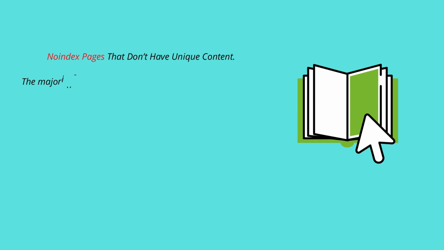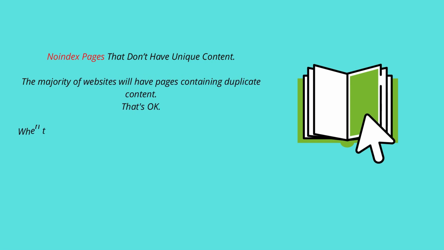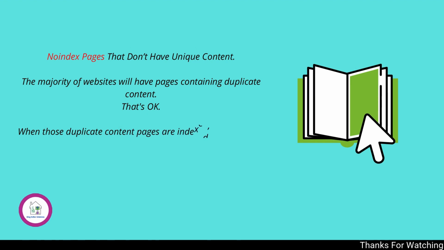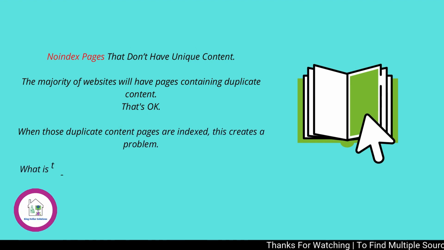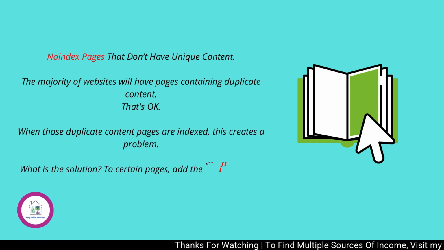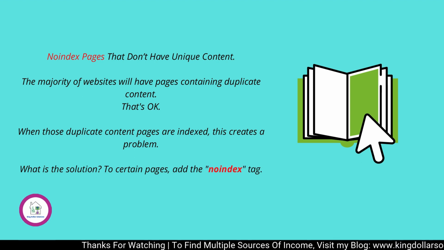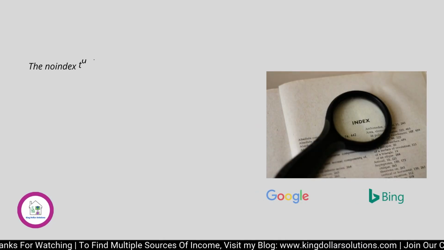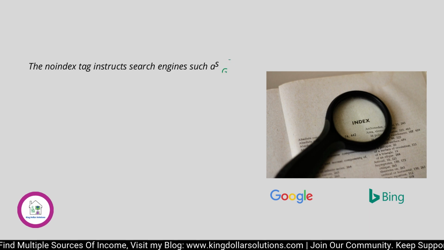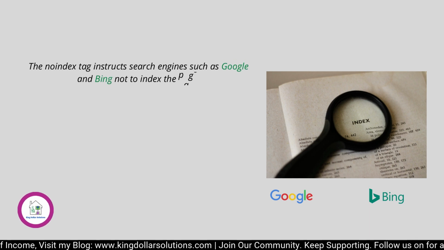The majority of websites will have pages containing duplicate content. That's okay. When those duplicate content pages are indexed, this creates a problem. What is the solution? To certain pages, add the noindex tag. The noindex tag instructs search engines such as Google and Bing not to index the page.